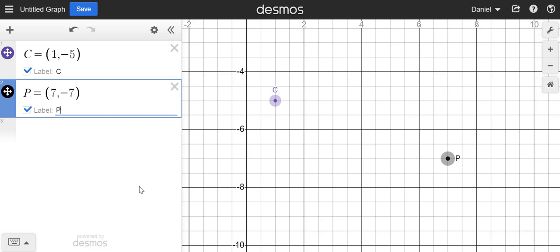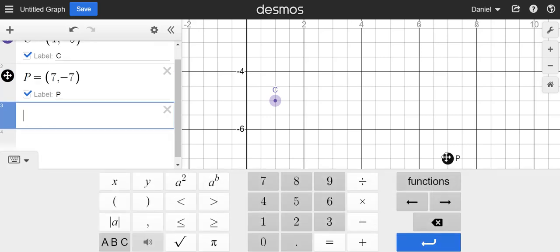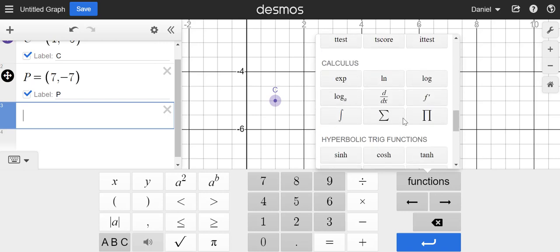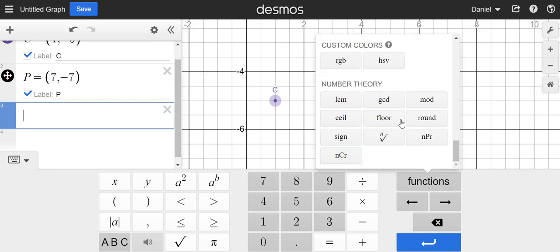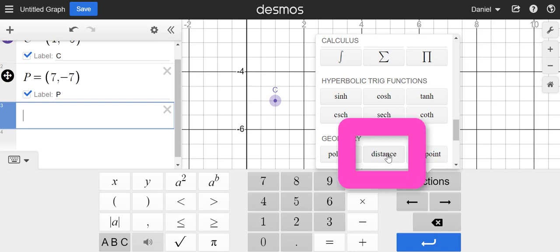Now Desmos has two ways you can calculate that distance. When I find that distance, that gives me the radius, and I want to square that value. I'll show you how to do that momentarily. But first, there are two ways to get the distance. One is you can click on a typewriter and then go over to where it says functions and scroll all the way down, or wherever it is in Desmos, to find distance. And there it is in our geometry section.